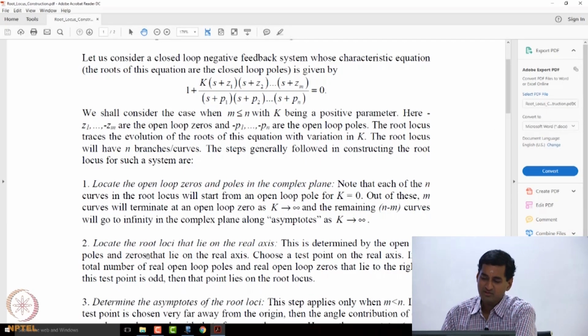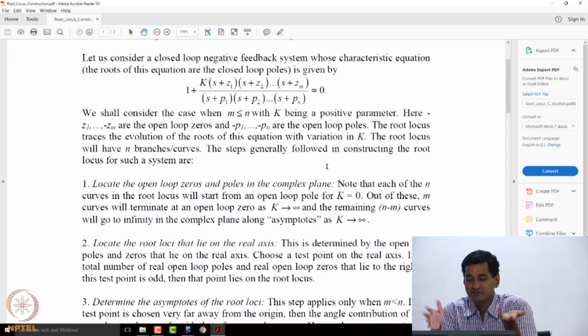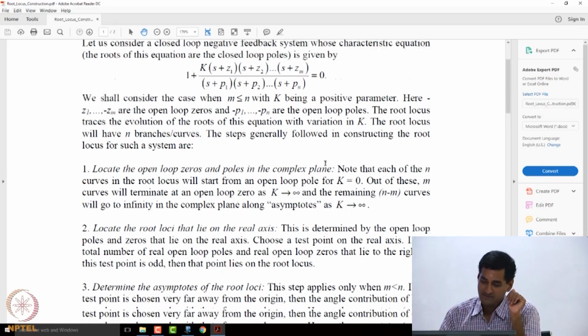The first step was to locate the open loop zeros and open loop poles in the complex plane. That pretty much remains the same, because it does not matter whether it is negative feedback or positive feedback. You locate the open loop poles and open loop zeros in the complex plane. As k tends to 0, the root locus starts from an open loop pole, and goes to the m open loop zeros as k tends to infinity, and along asymptotes if n is greater than m. So, that step remains the same.